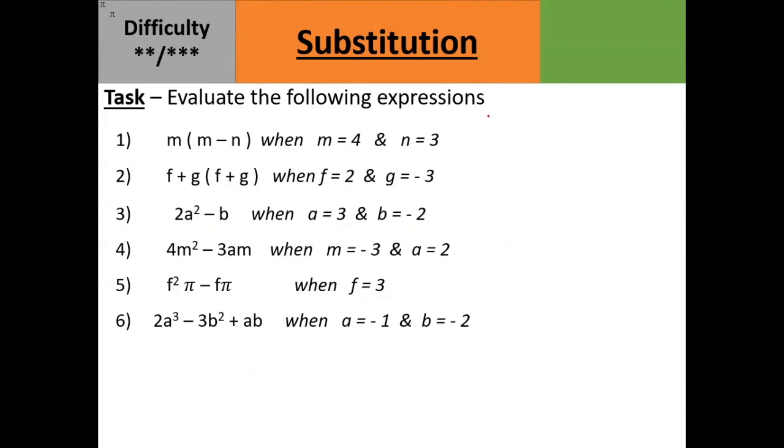Okay, so we're on to number 4. So 4 times m squared, so this is a negative inside of an exponent, so we'll talk about that in a minute. Take away 3 times a, which is 2, times m, which is -3. So we're going to do our exponent first. -3 squared is going to give me what?